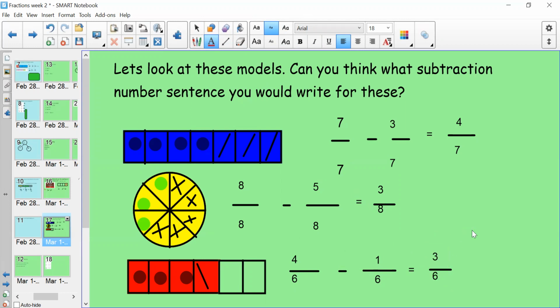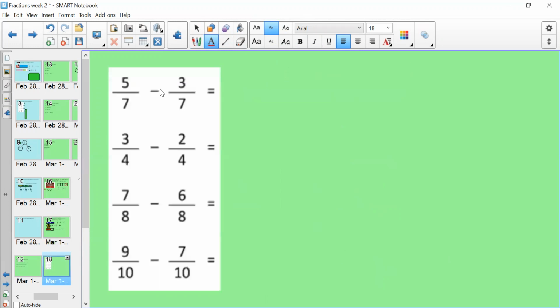Okay, excellent. So like I showed you yesterday with addition, sometimes we do not have the shapes given to us. We only have the actual sum. So I'd like you to pause the video now and see if you can get the answers to these fraction subtraction sentences.